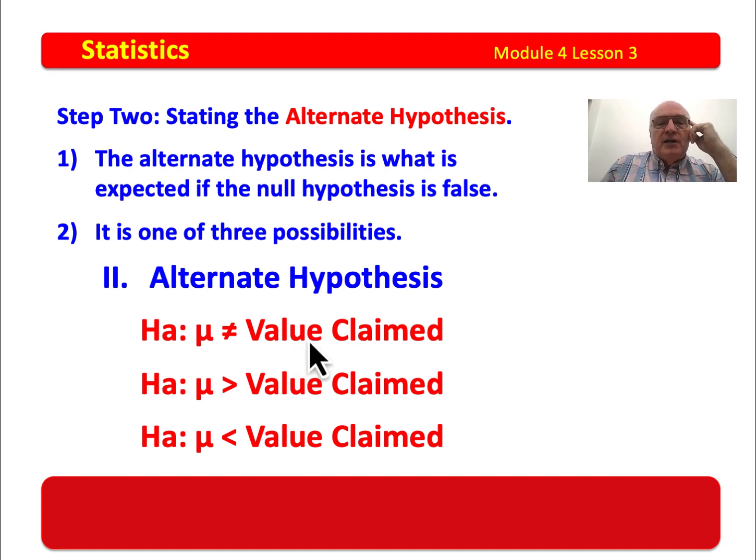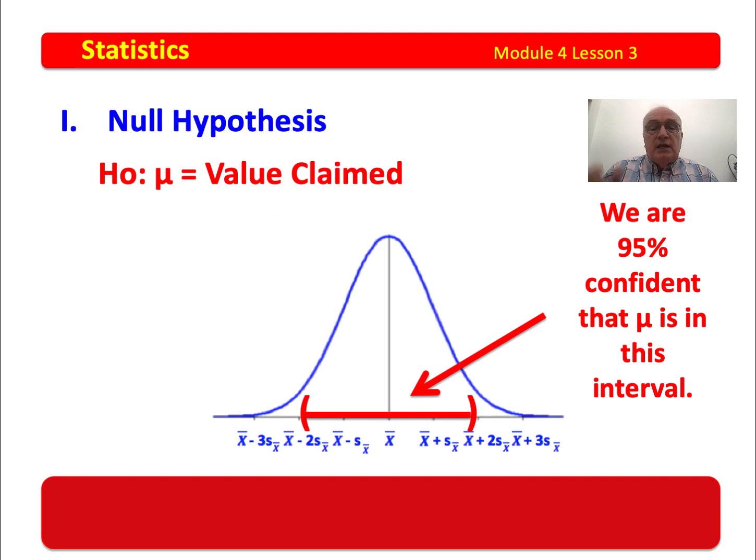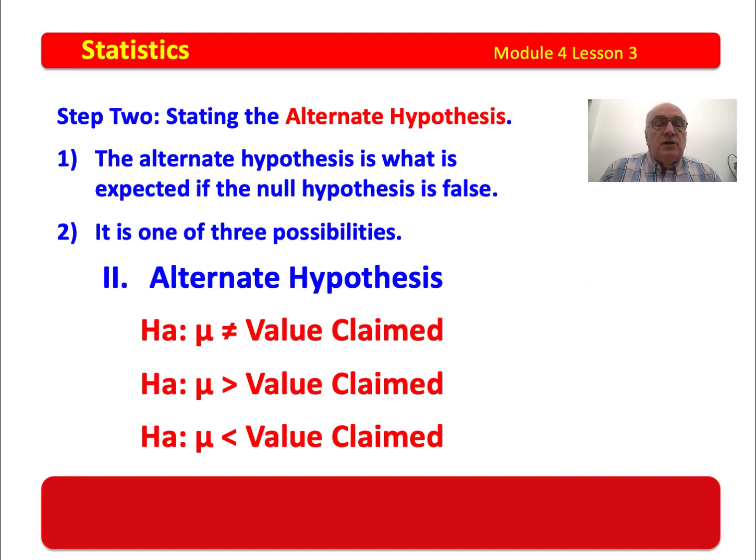So 3 possibilities driven by the type of problem you have. Mu is not equal to a value, mu is greater than a value, mu is less than a value. The most common alternate hypotheses are mu is greater than a value or mu is less than a value. So generally what happens in H0 is they claim that mu is a value. And then you're going to look at it and say, well, it's not equal to that, it's greater than that, or it's less than that.